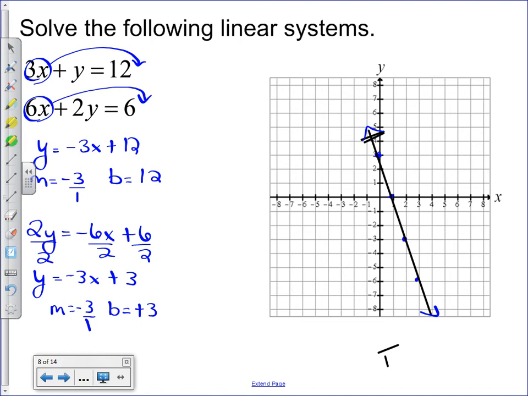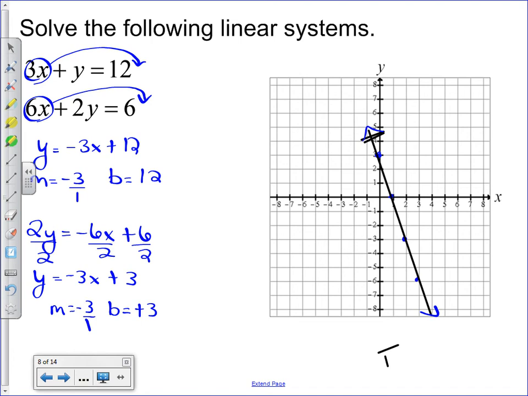Okay, there's one line. Now, this isn't a good example. This is the second line. My y-intercept is 3. My m is -3 over 1.